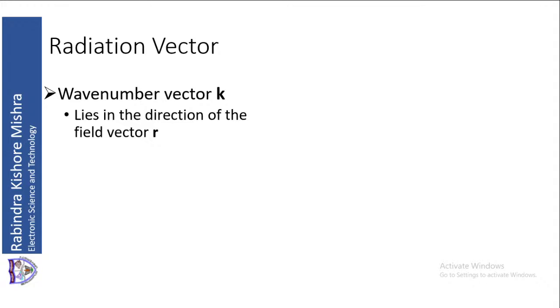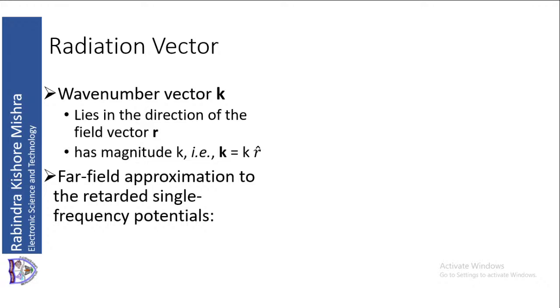So the magnitude of k is equal to beta, and this lies in the direction of the field vector, or the direction of propagation. Therefore, k will be in the direction of the field vector r. Its magnitude, as I told you, will be small k, which is equal to beta. So we can write the vector K as k into r cap. Why r cap? Because it lies in the direction of the field vector, or the direction of propagation. Therefore, vector k is equal to k into r cap.